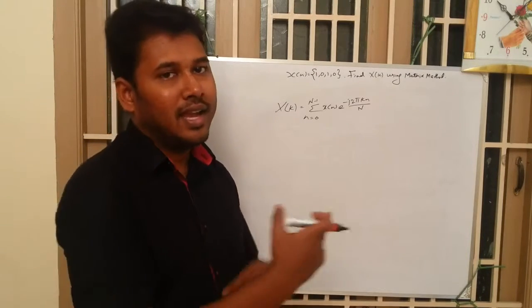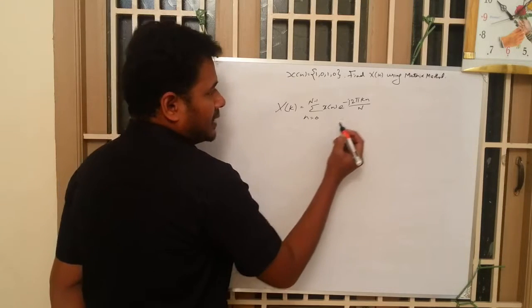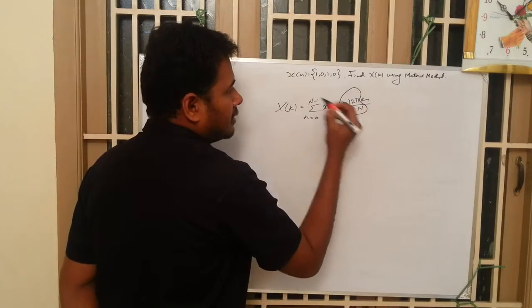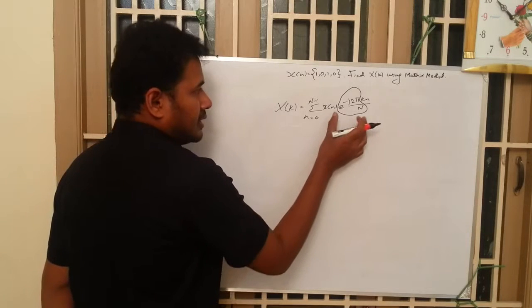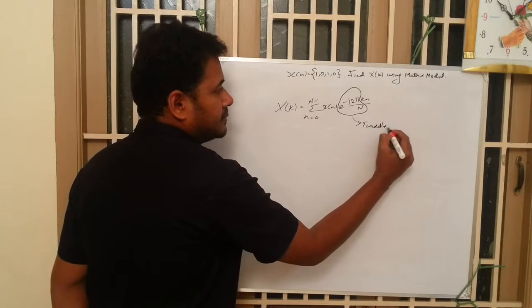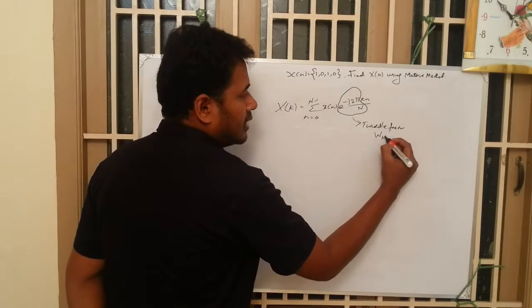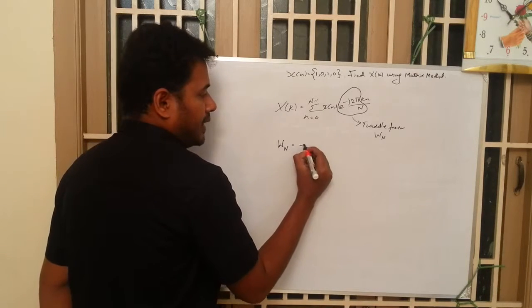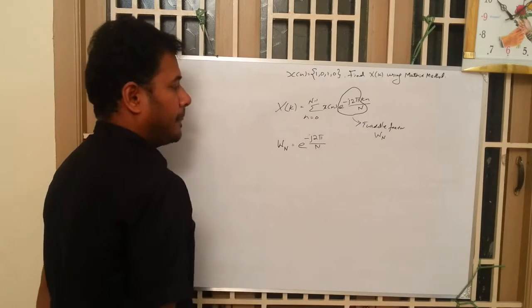So for matrix method, we can derive the formula from the direct method formula. This particular term is called the twiddle factor, and it is represented using W base N. So W base N is equal to e power minus j 2 pi by N.